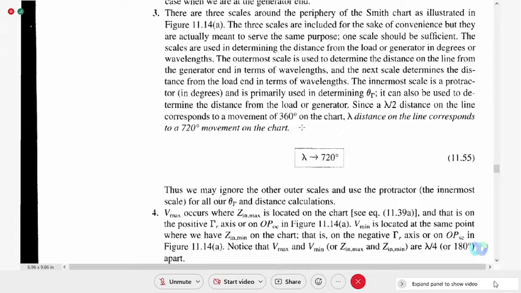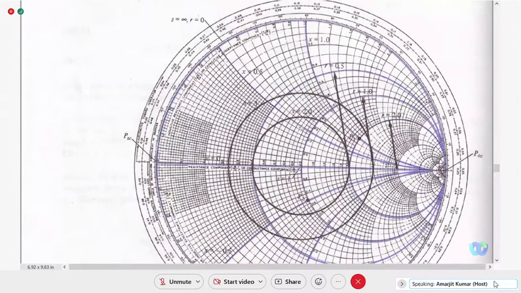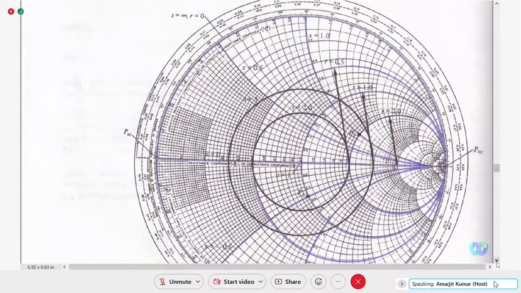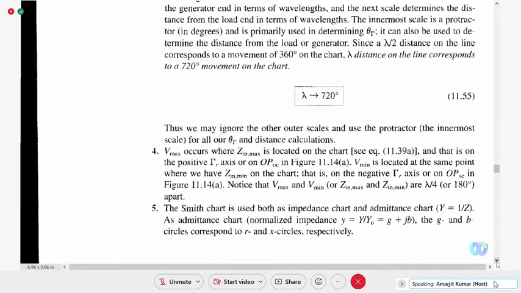Okay, so now lambda by 2 corresponds to 360 degree. I just explained that lambda by 2 distance on the transmission line corresponds to 360 degree angle on the Smith chart. So one complete wavelength means 720 degree on the Smith chart. So lambda distance on the transmission line corresponds to 720 degree movement on the Smith chart.